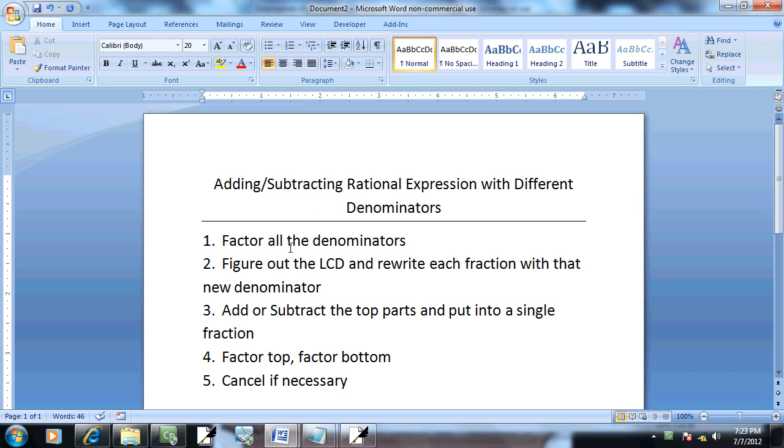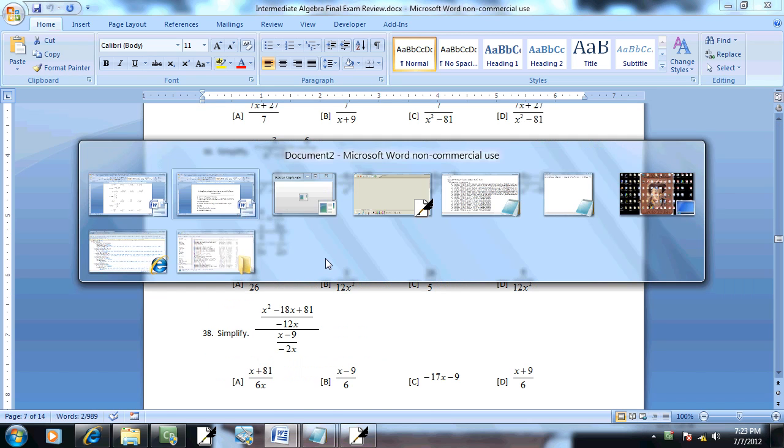Step 1, factor all your denominators. Step 2, figure out the LCD, least common denominator, and rewrite each fraction with that new denominator. Step 3, add or subtract the top parts and put into a single fraction. Step 4, factor the top, factor the bottom, and step 5, cancel if necessary. So let's go through these steps with this problem.